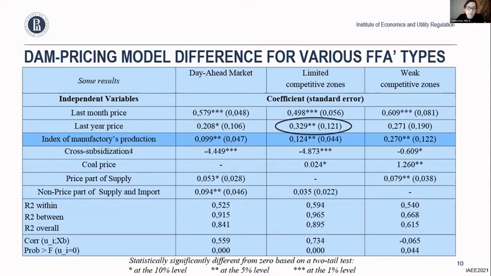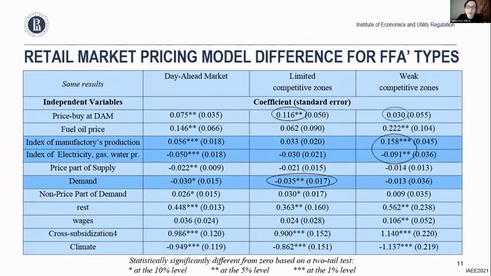But maybe these are not very interesting results, because we can see that at the retail market, we have no significant effect of the price at the day ahead market for weak competitive zones. I think it's an important result, but these are preliminary results and we are working on it. Also, at this slide, we have some more interesting results. Demand depends on the limited competitive zone and weak competitive zone, but demand at the day ahead market reflects at the limited competitive zone, and the change in the index of manufacturing production and the index of electricity and gas production reflect at weak competitive zones, and they reflect in different ways.